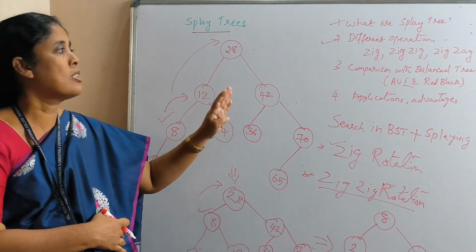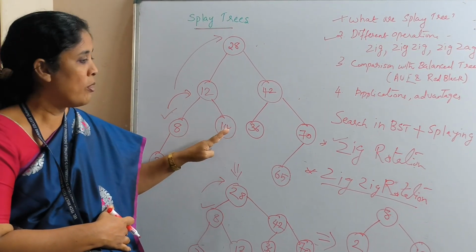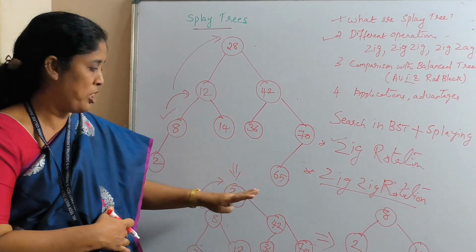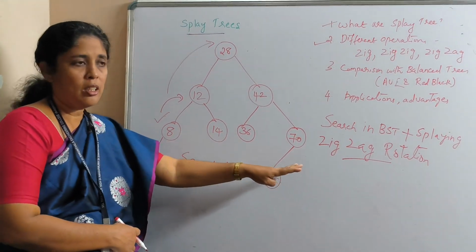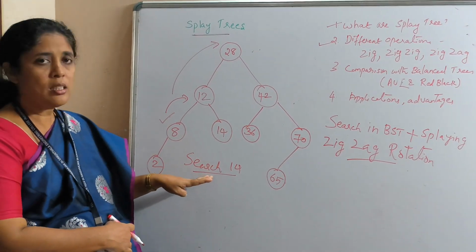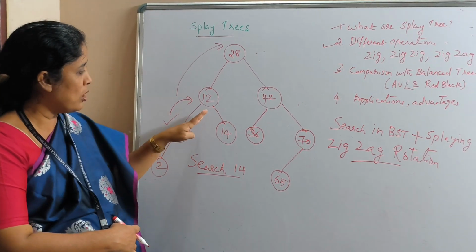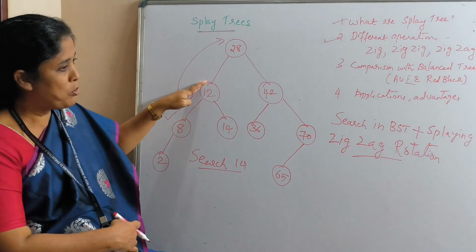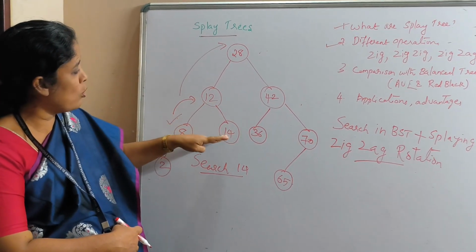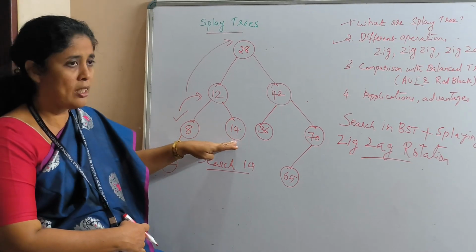Now next is zigzag rotation. For the same example, we will see how zigzag rotation is done. Suppose the search element is 14. The 14 is in the position from the root, its left subchild and then the right subchild of the subnode. So the 14 is here.